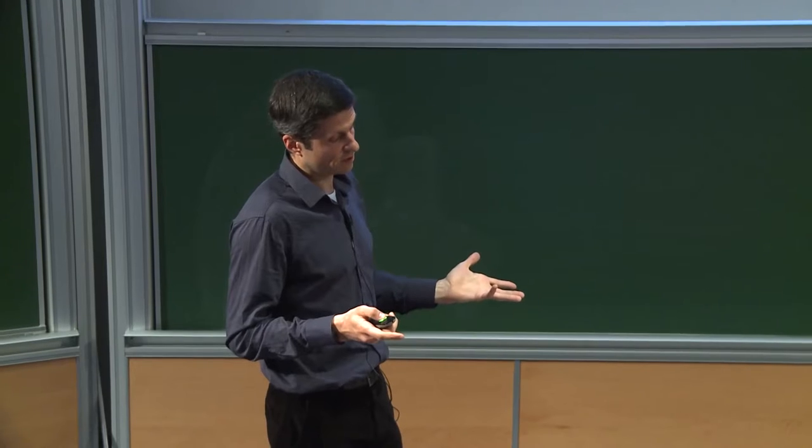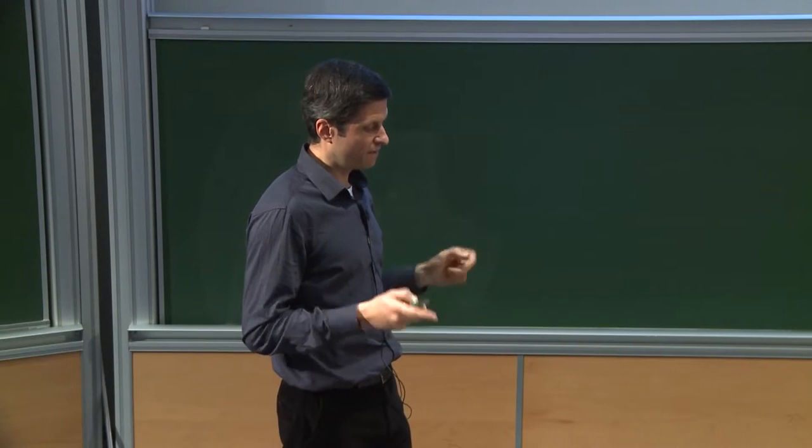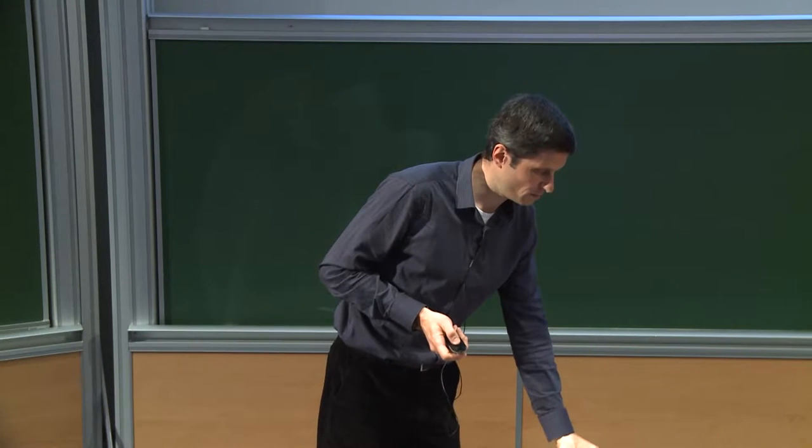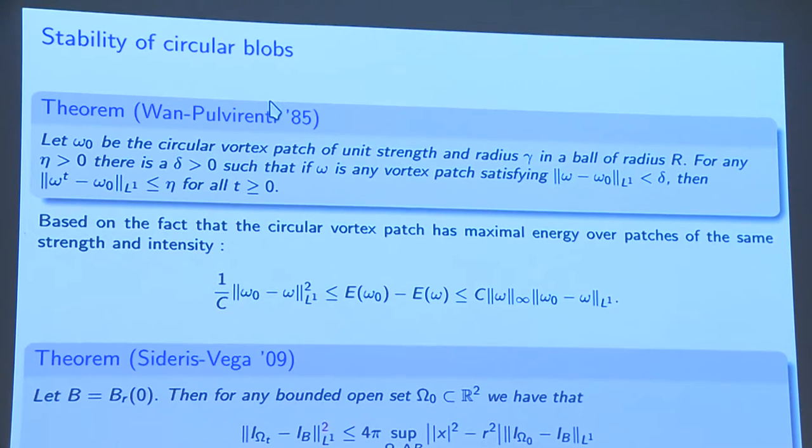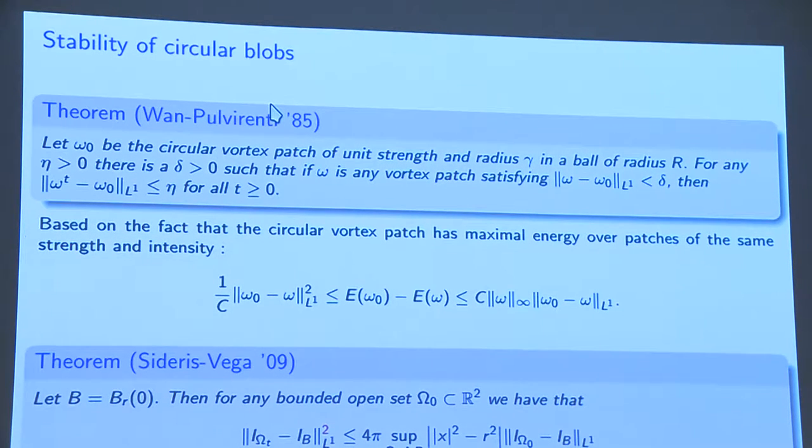And one could ask, can we say more if the patches somehow have some solitonic behavior, in particular if they are some optimum of some conserved quantities under some constraints? Those objects are known, and the optima are known. For example, if you consider the circular patch, then its stability has been studied. In particular, Wan and Pulvirenti have proved that if you consider a patch which is initially sufficiently close to the circular patch in L1, then it stays close in L1 for all time. This just follows from inequalities on the conserved quantity, the energy.